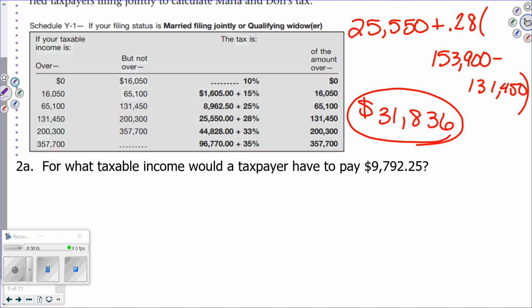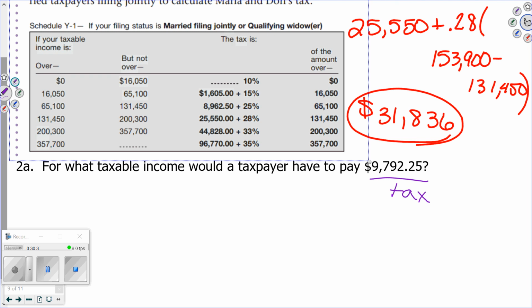This is the income. They gave me, this is tax. So the tax is, I need to fall here. Where does that fall? Between 131,415 and 205,000? Take a look. That's 9,700 something, so it's not this one.